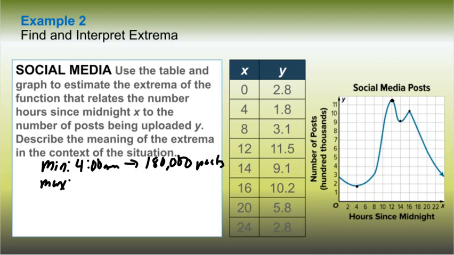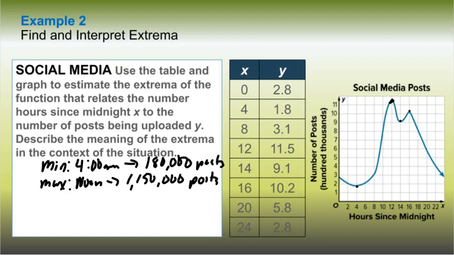Now the maximum, the highest point, is right here. That means 12 hours. 12 hours after midnight would be noon. So at noon, that's halfway, so 11 and a half. So 11.5, that would be like 1,150,000 posts.